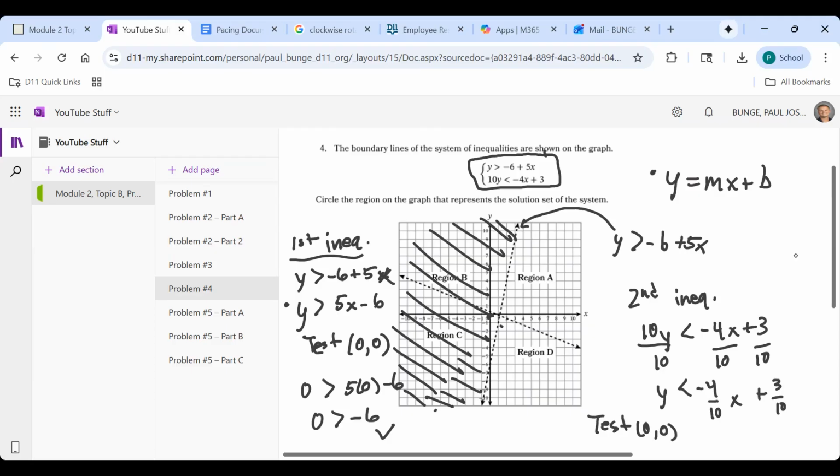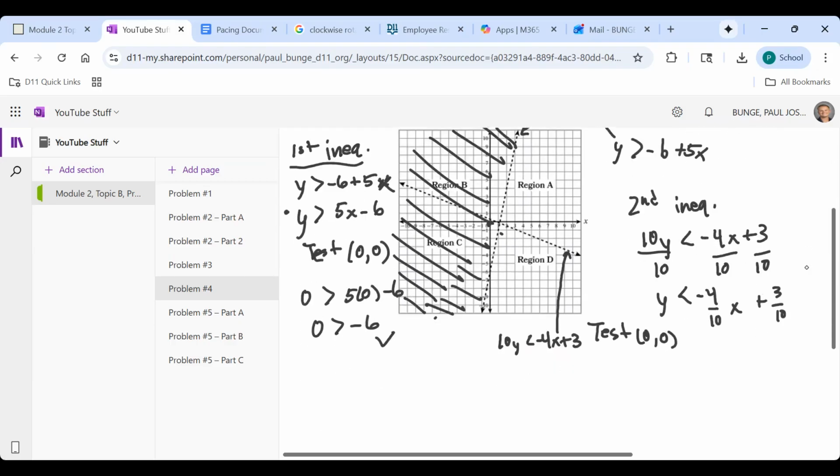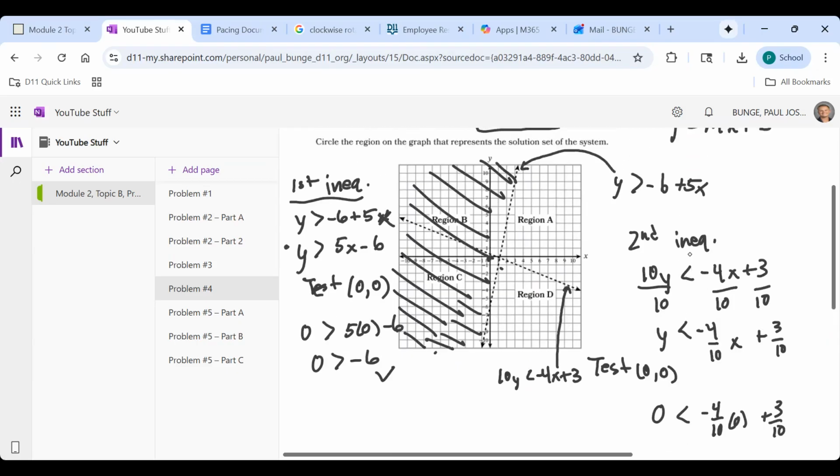It's on the bottom side of that inequality graph, which is this one right here. Okay, so this is our 10y is less than -4x plus 3. If I'm going to test that, then I'm going to test it with 0 is less than -4 times 0 plus 3, 0 is less than 3/10. That's a true statement.